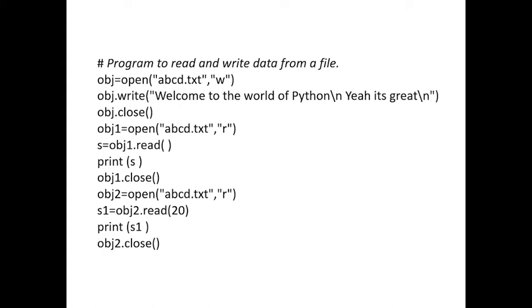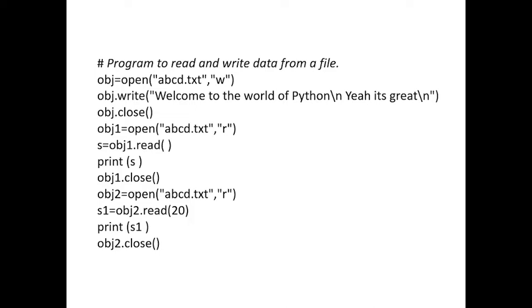So here is the program to read and write data from a file. Obj equal to open, in double quotes abcd.txt, comma w. That means the mode is write, w. Obj.write welcome to the world of Python \n. Yeah, it's great \n. That sentence will be written in the abcd.txt, since we are opening it in write mode, and now we are closing the write mode.